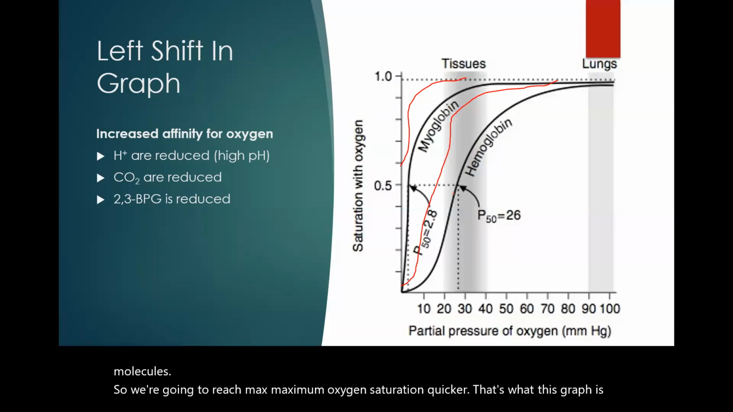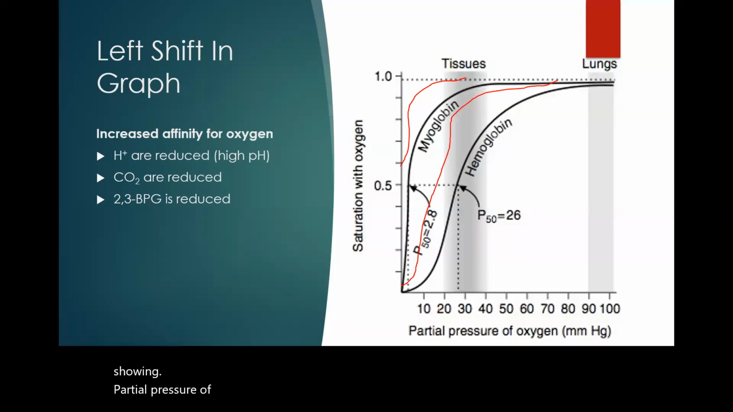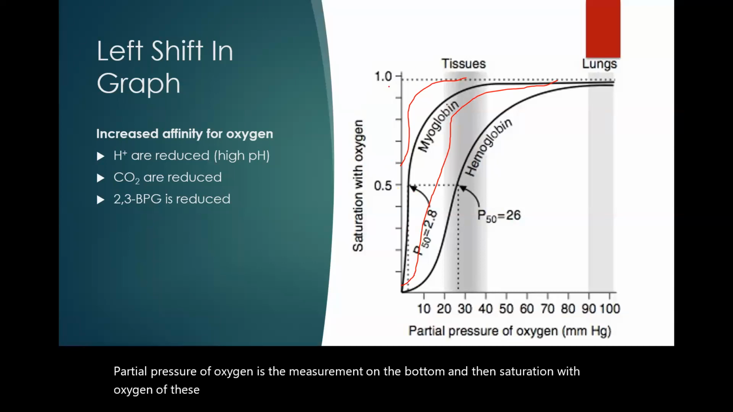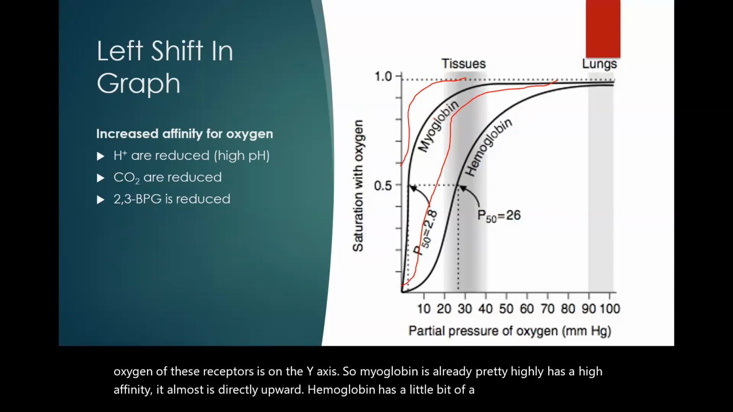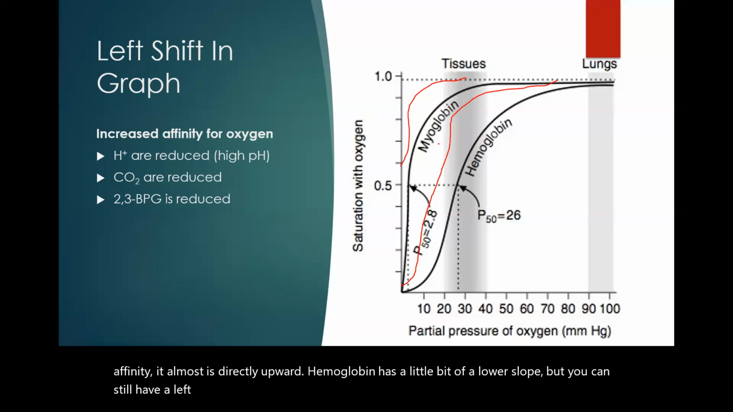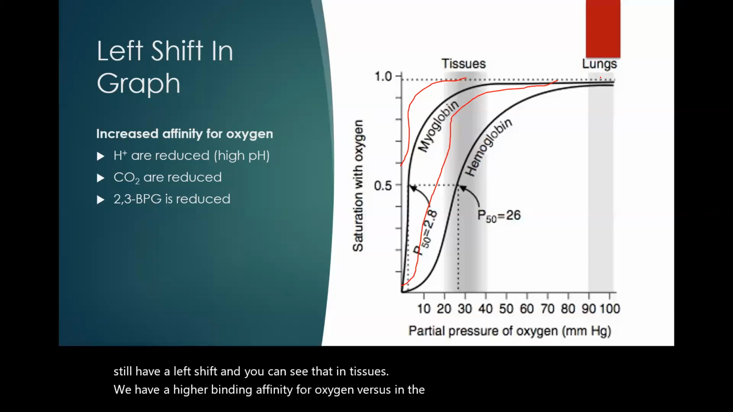Partial pressure of oxygen is the measurement on the bottom, and saturation with oxygen of these receptors is on the y-axis. Myoglobin already has a high affinity; it goes almost directly upward. Hemoglobin has a little bit of a lower slope, but you can still have a left shift. And you can see that in tissues we have a higher binding affinity for oxygen versus in the lungs, because the saturation is so high.